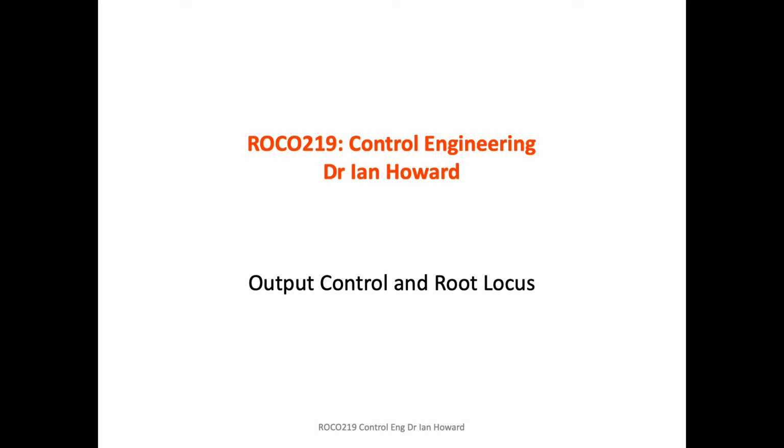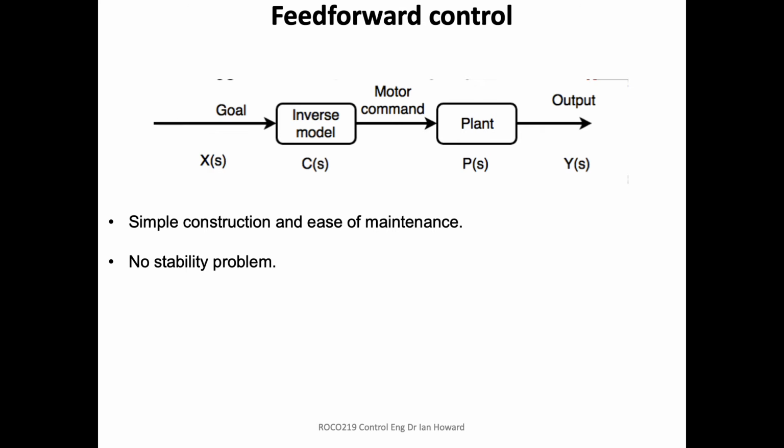So let's consider using output control in order to improve the performance of a system and analyze it using root locus. The simplest kind of control would be maybe some kind of feed-forward control on the system.